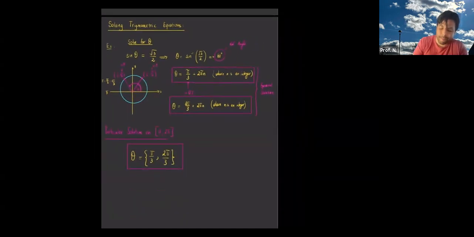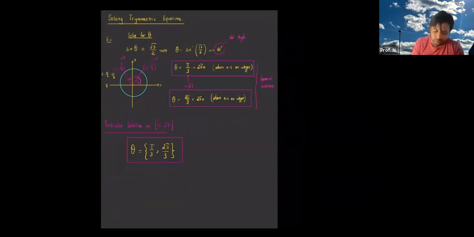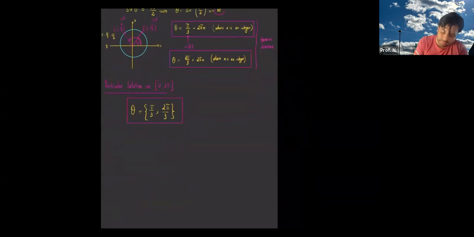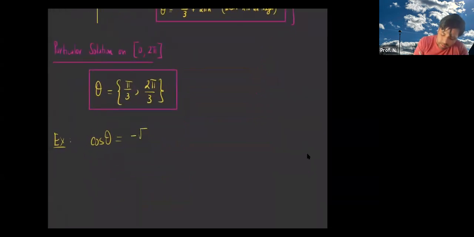Okay, so that's how you solve this. And this is one of the basic ones. This is one of the simple ones. Let's see if another example similar to this. Let's suppose I get something like this: cosine theta equals negative rad 3/2. So I want to find theta.